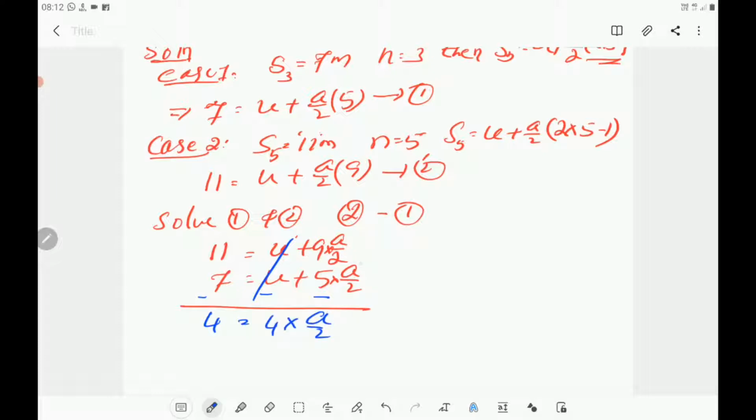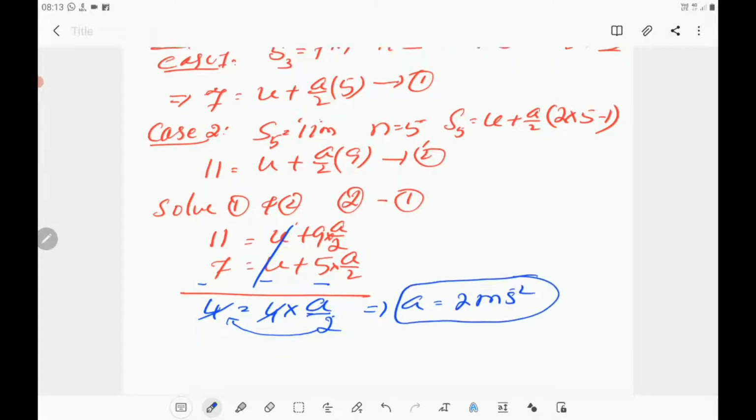A is common, that's why if you take a common outside, 9 minus 5 is just 4 by 2, which is 2. I can simplify this way. Okay, simplification I do this way. 4 and 4 cancel. Here remaining is 1. 1 twos are 2. So the a value, if the 2 goes this side, will be 2. What is the SI unit? Meter per second square. That's it.